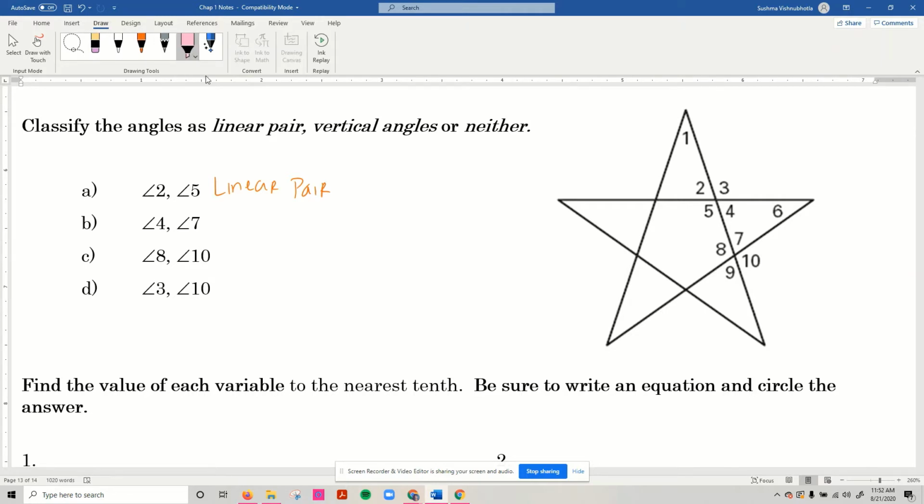Four and 7, neither. Even though they are across from each other, they're not formed by the same two intersecting lines, and they are not adjacent.